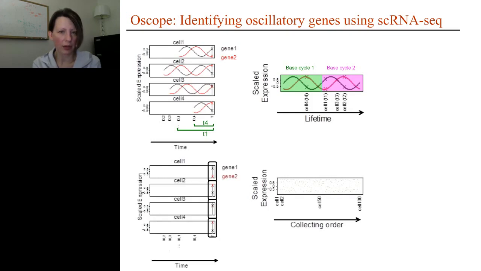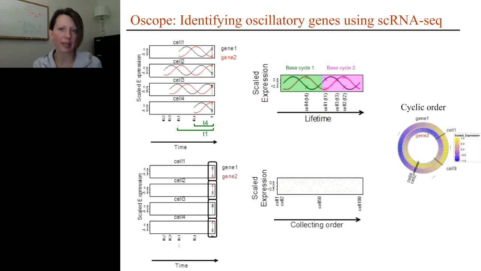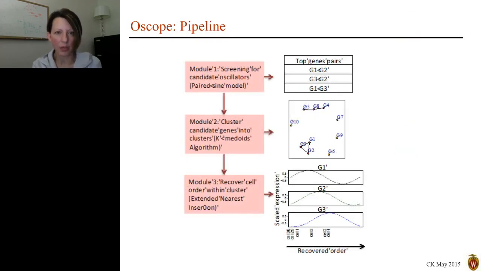I can't figure out those differences, right? But I can get some information on the cell order that allows me to reconstruct one cycle of the oscillation, which we call the base cycle. That order is called the cyclic order. Okay, so how do we do that?